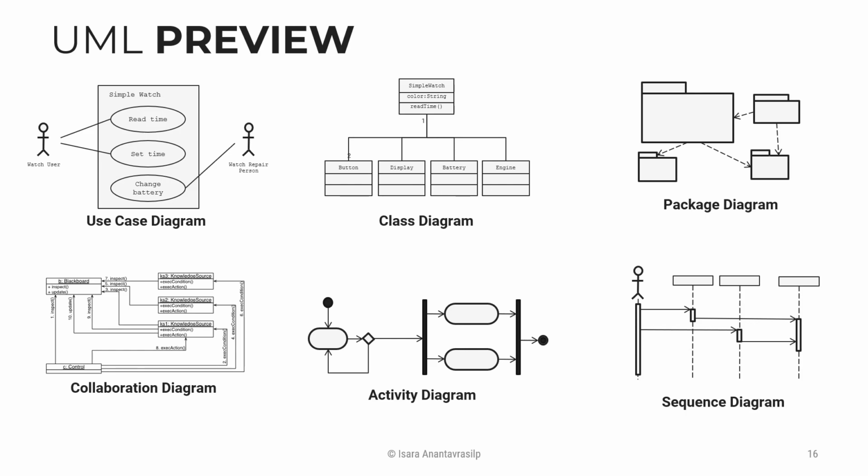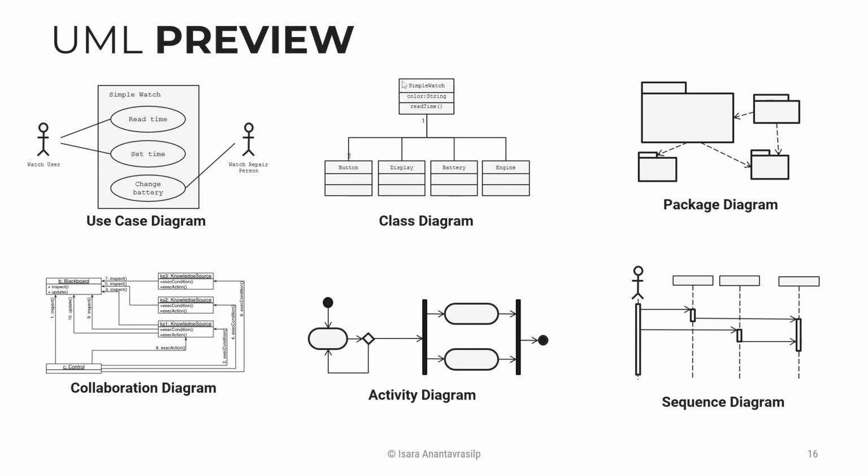And in the real world, nobody cares much about the grammar, but in this course, we do. Okay, so these are the examples. A use case diagram is used to describe what the system can do from the perspective of a user or an actor. For example, this watch user can read time on the watch and can set the time. The watch repair person can change the battery.